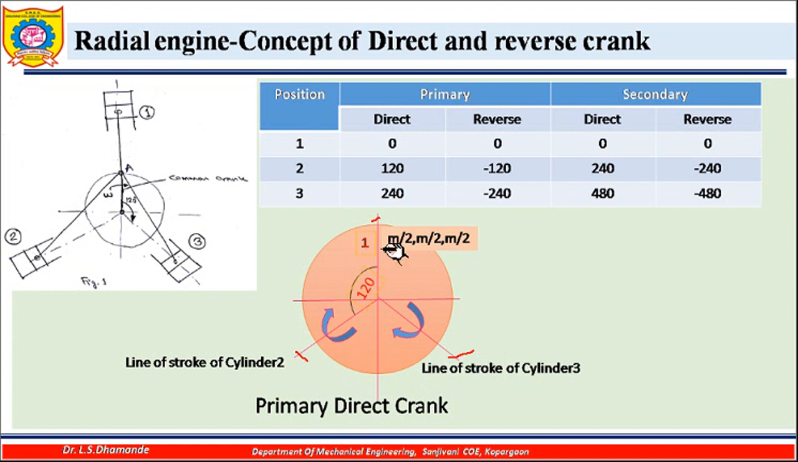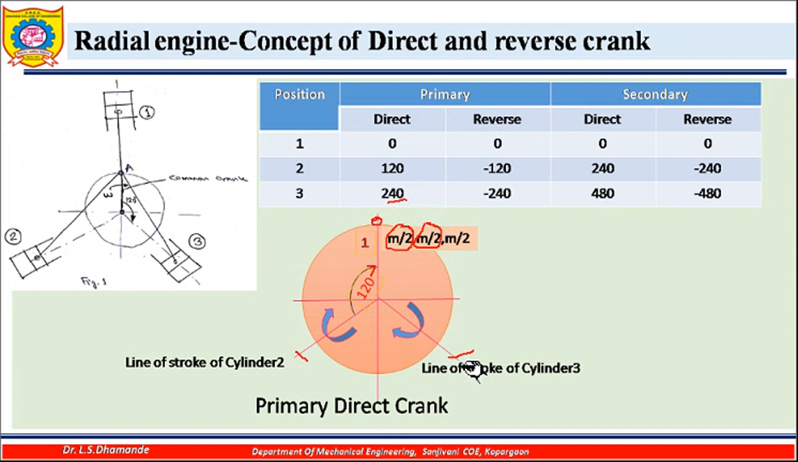This direct crank has an angular position of 0, so you are going to mark the mass m by 2 at an angle of 0 from this particular line of stroke of the cylinder. Then for the second cylinder, the crank position is at 120 degrees, so from here I will move clockwise by 120 degrees and put the mass m by 2. This is the mass of the second crank, m by 2.